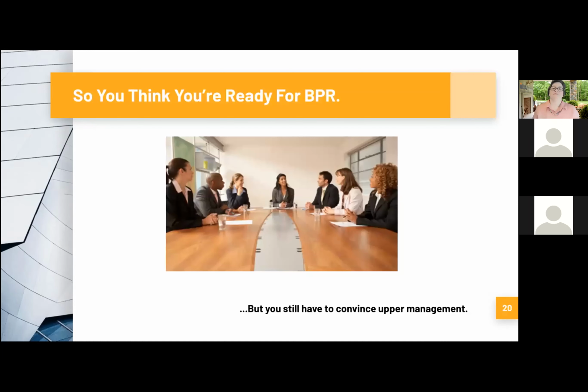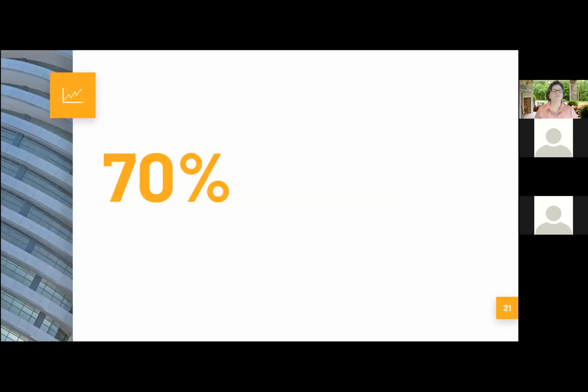You finally convinced your whole team, and the IT team never needed convincing to begin with, that you are ready for major reprocess or redesigning, major upheaval and changes. But you still have to convince upper management, right? And if they're worth their salt, the COO and the CEO will have heard that 70% of BPR efforts fail, because Harvard Business Review is going to be all over that, right?